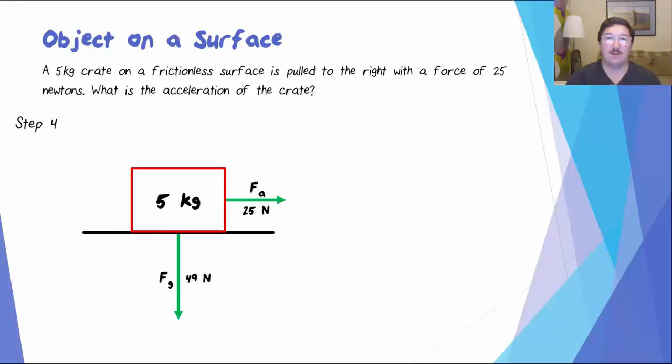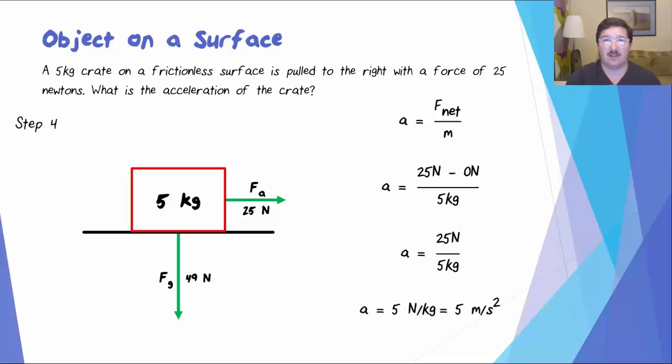The final step is to use Newton's second law to finish the problem. We have a equals F net over m, and in this case, horizontally we only have one force, the applied force, so I guess we could write 25 newtons minus 0 newtons. If we finish this calculation, we find that the acceleration of this crate is 5 meters per second squared.